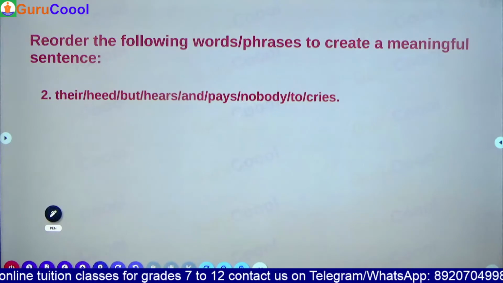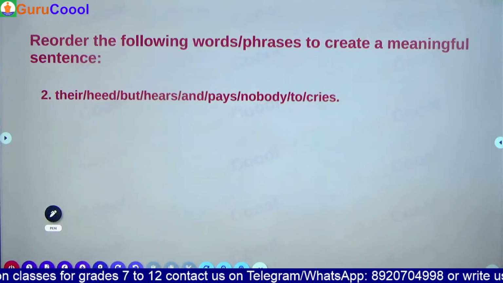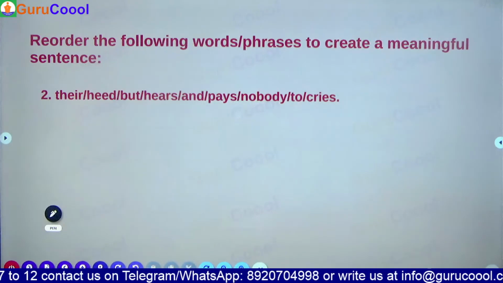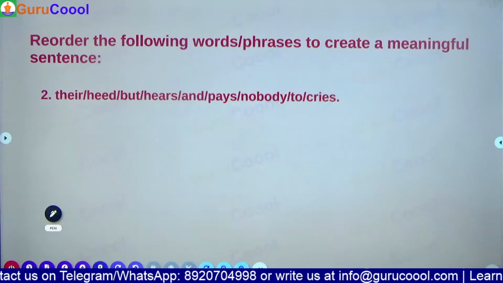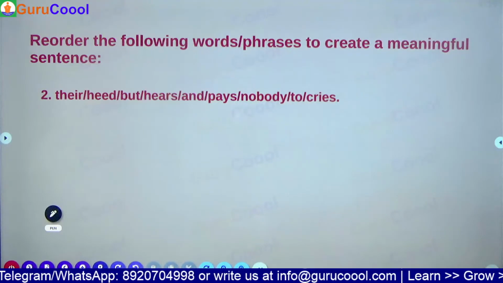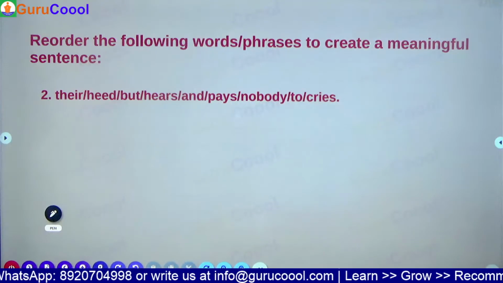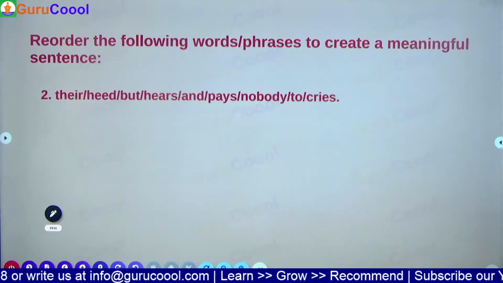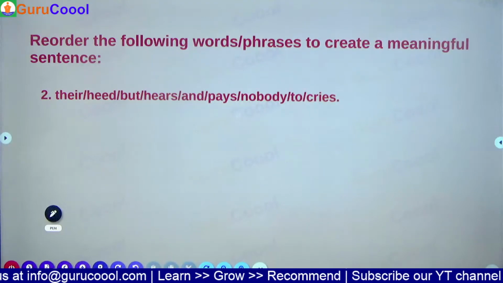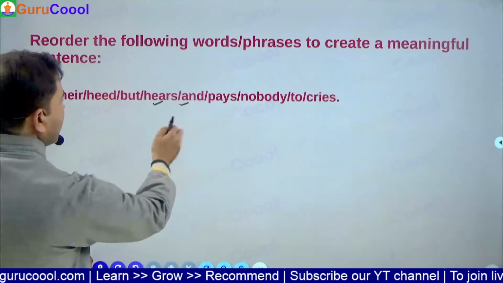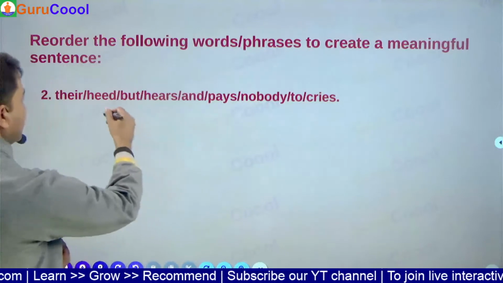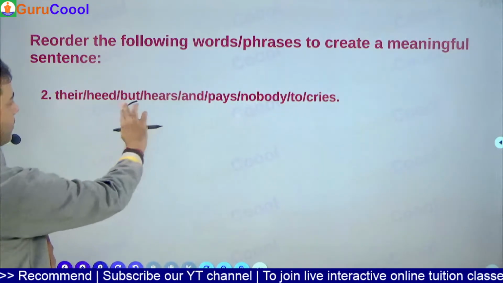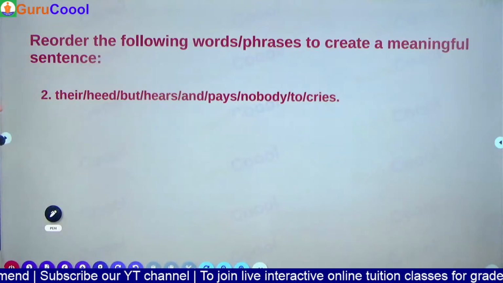Okay, leave it. You are not ready. Pragyansh. But nobody pays heed to their cries. You left words, hears, and. You left two words. And Lakshita, you missed this word, but. But then rest of the sentence was correct.